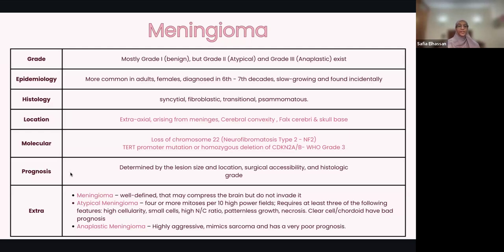Also, if you see clear cells, then this means that it's a bad prognosis, or they'll have a bad prognosis. And then lastly, you have the anaplastic one, which is very, very aggressive, and it mimics another tumor, sarcoma, and it has a very bad prognosis.